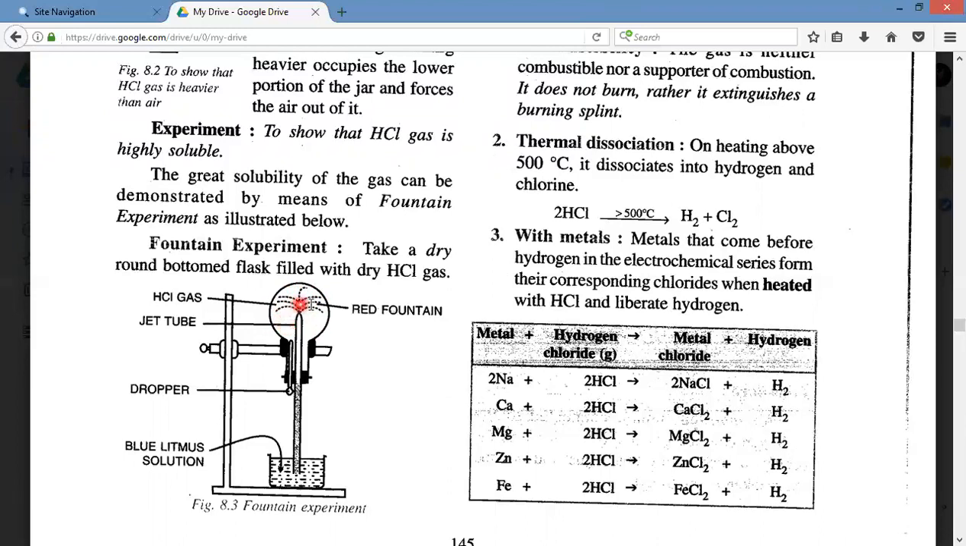There will be a lowering of the pressure inside, and outside at the bottom, the pressure will be higher. From that, what will happen? This blue litmus solution will go upward from the higher pressure to the lower pressure. At the end, when the jet is there, this blue litmus will come out. As the HCl gas is present, it will turn red, meaning the blue litmus will show a red splash, a red fountain. This shows that it is acidic in nature and highly soluble in water.